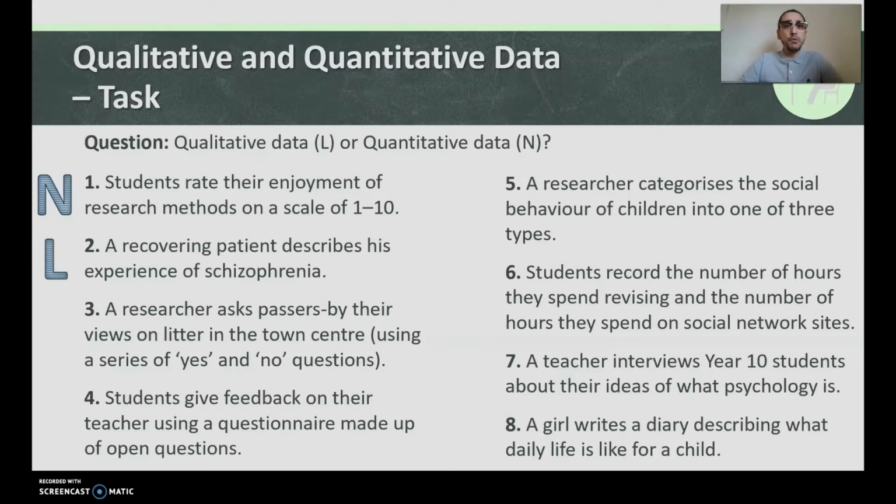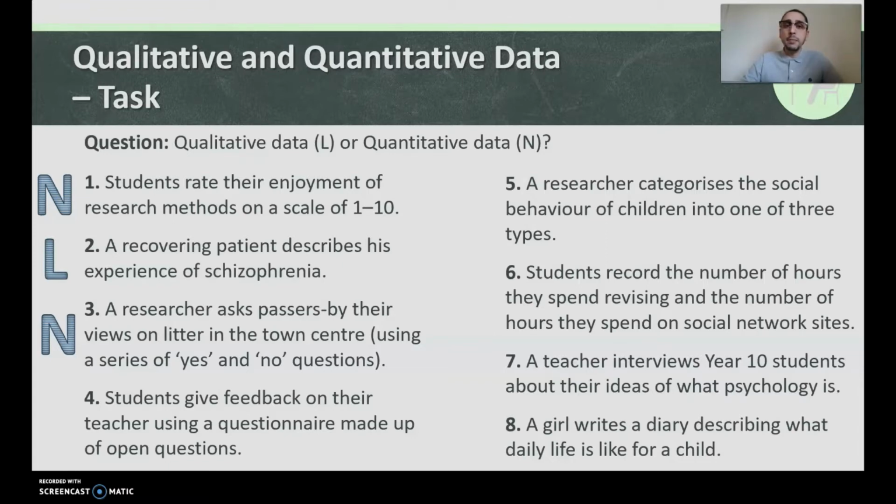Number 3, a researcher asks passers-by their views on litter in the town centre using a series of yes and no questions. Because it's yes and no, it's giving you an option. I know they're not necessarily words, I know they're not necessarily numbers, but it's quantitative data because it's in sort of categories, so it's a yes or no, so it's a closed question. Closed questions, as we looked at, typically gives you quantitative data.